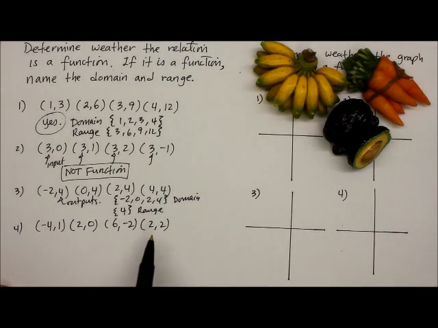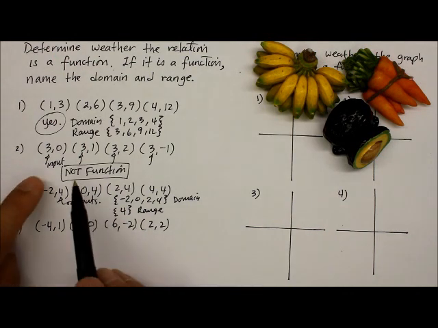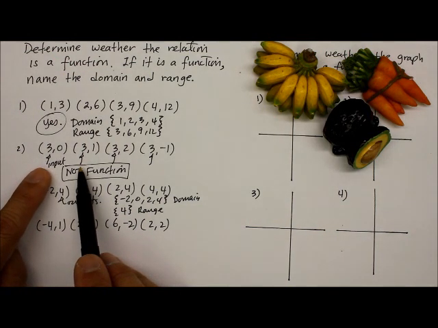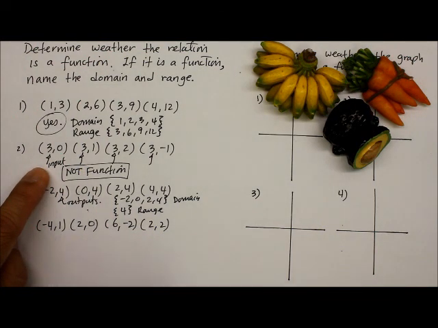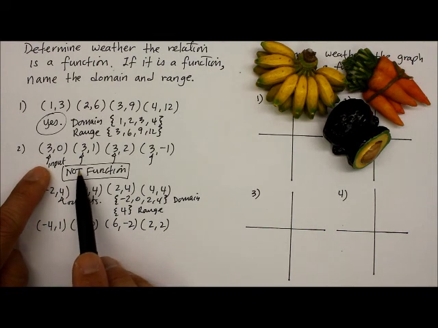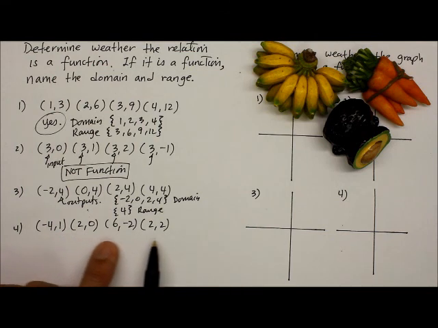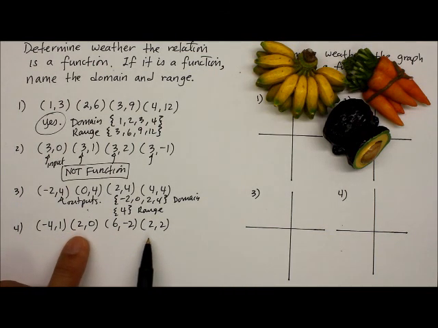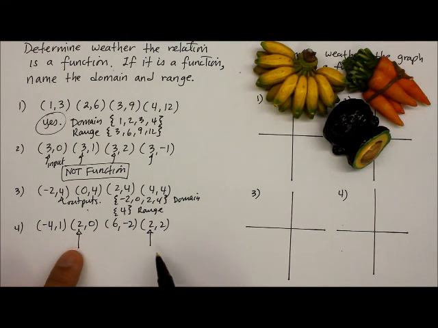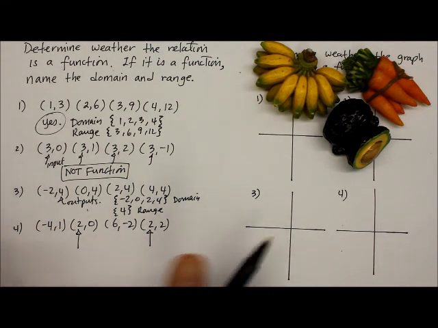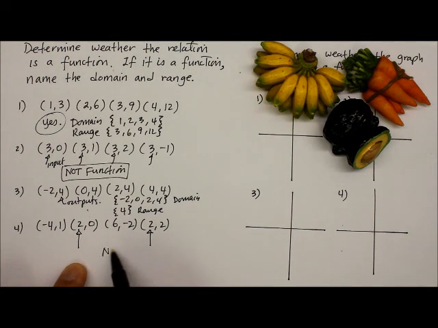So does that mean all I have to look for is the same input? If I see that there's the same x, then it cannot be a function. That's right. If any of the x's are the same, that is not a function. So can you see if any of the x's are the same? Ding. Yeah. There's a repeated x. You cannot have the same x's. So therefore, this is not a function either. Good.